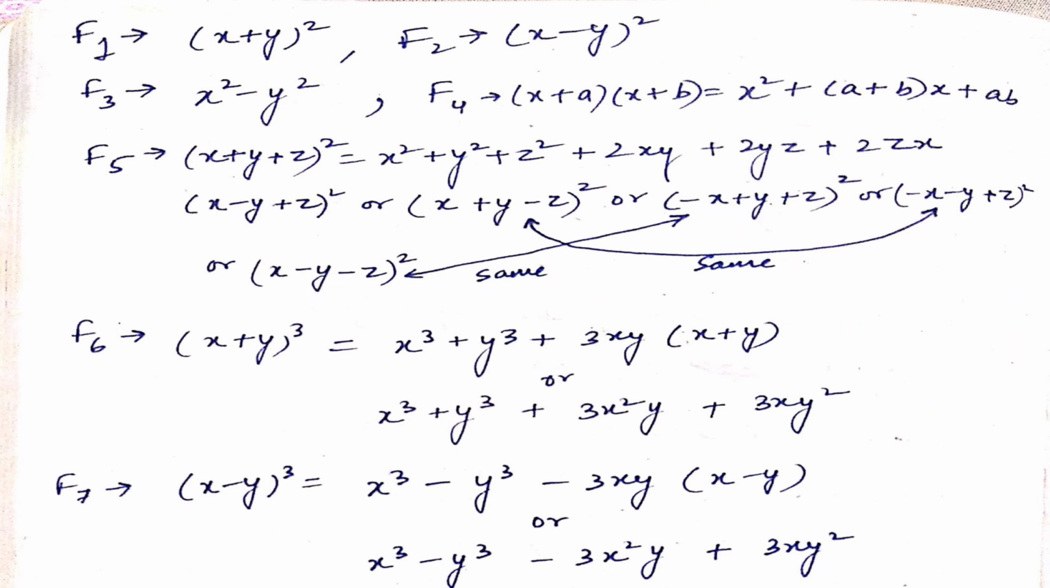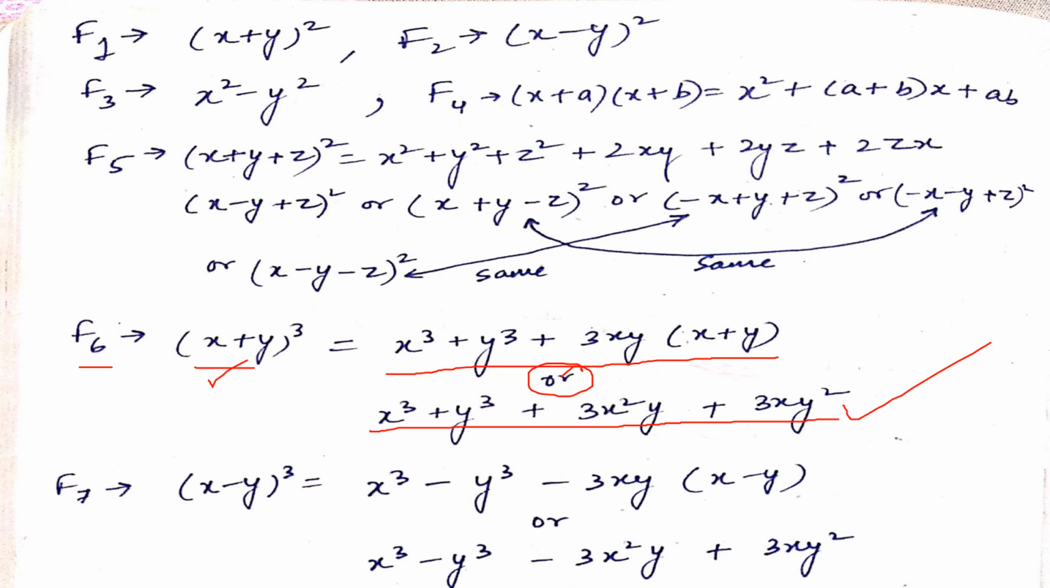After this we did formula number 6, that is (x + y) whole cube. (x + y) whole cube. It is read as actually (x + y) into (x + y) into (x + y). This is the factor form. Now when you expand this formula, the formula is x cube plus y cube plus 3xy(x + y). And when you further open it, it becomes x cube plus y cube plus 3x square y plus 3xy square. I hope you got this formula.